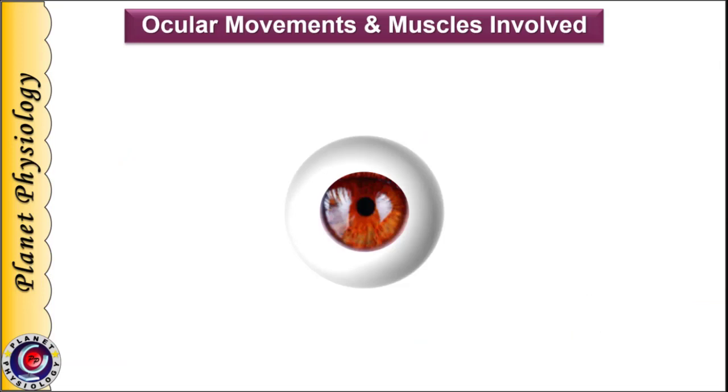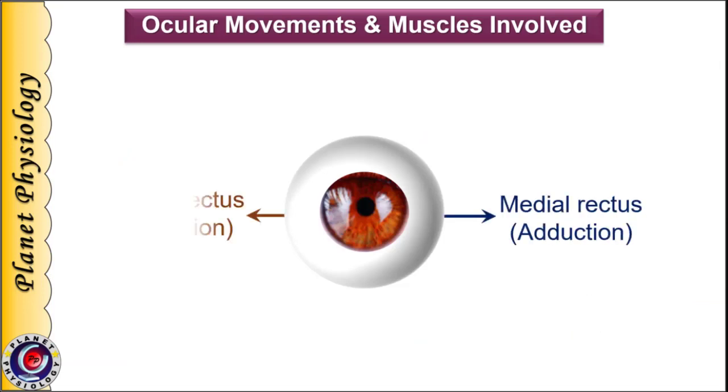Adduction, that is medial rotation of eyeball, is caused by medial rectus, and abduction, that is lateral rotation, by lateral rectus. Elevation and depression is regulated by coordinated activities of superior and inferior recti as well as oblique muscles, and their relative contribution in the movement depends on horizontal position of eyeball.